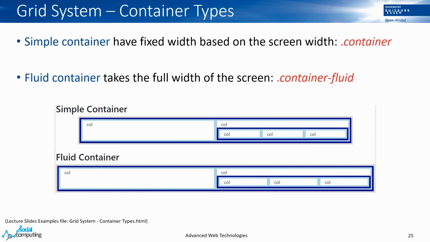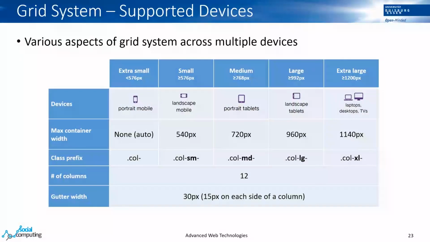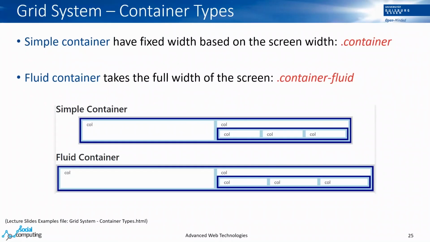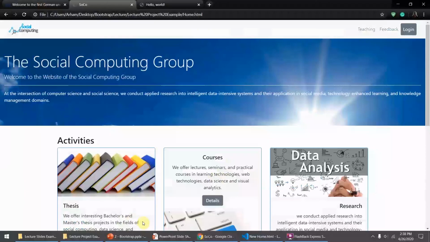Now moving on, like I said, there are different kinds of containers available to you. There is a simple container which you can define using the class container, and it has a fixed width, which we saw in this table. If you define a simple container, then it will have a fixed width which you cannot change. But if, for example, you want content which should always span the whole screen, then there is another container available to you, which is called the fluid container.